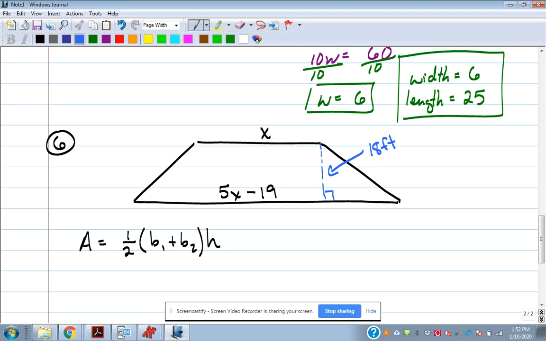So flip over there to the back. Let's look at let's see. Let's go down there to number 10. Okay.